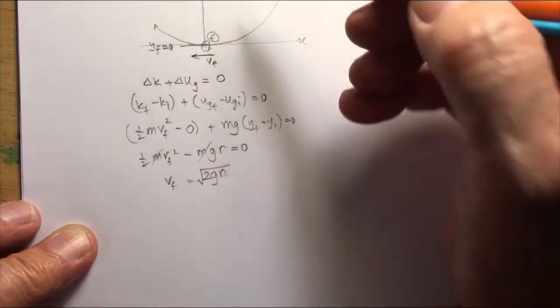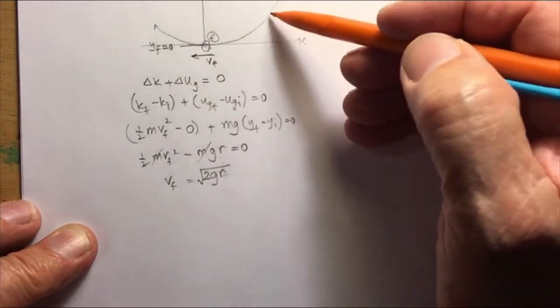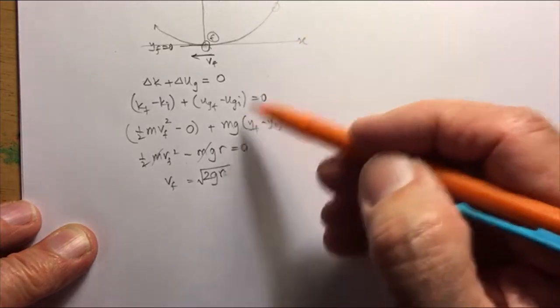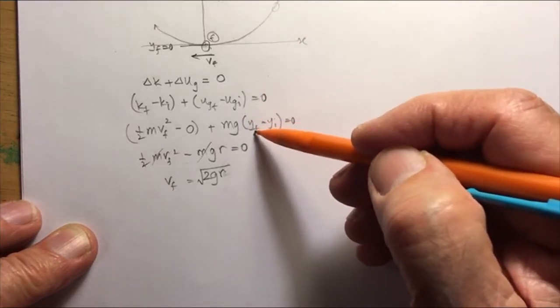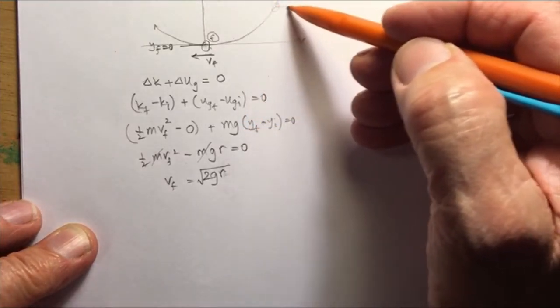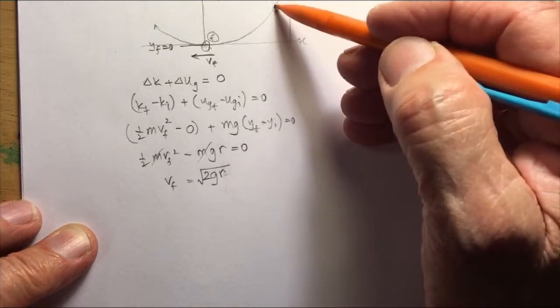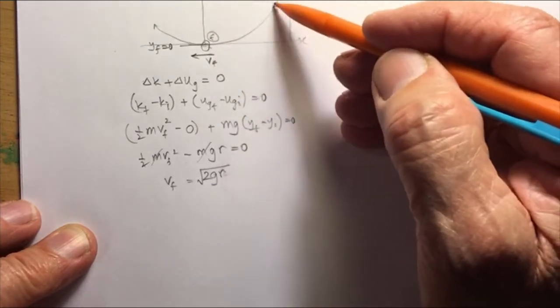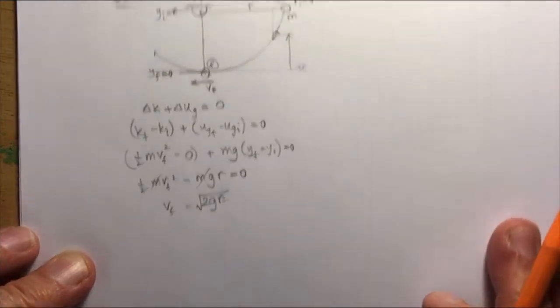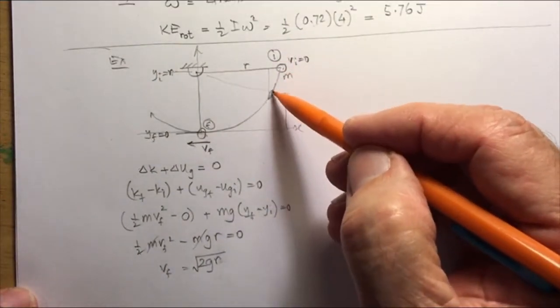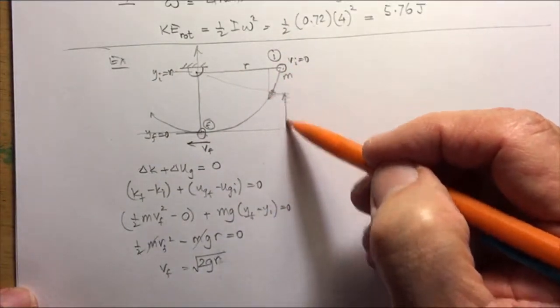We can also use the same analysis to find the speed at any other position. All we need is the new value of yf. This is going to be the new yf if we want to find the speed when it's crossing this point. So when you want to find the speed when it's crossing this point, we need this value of yf.